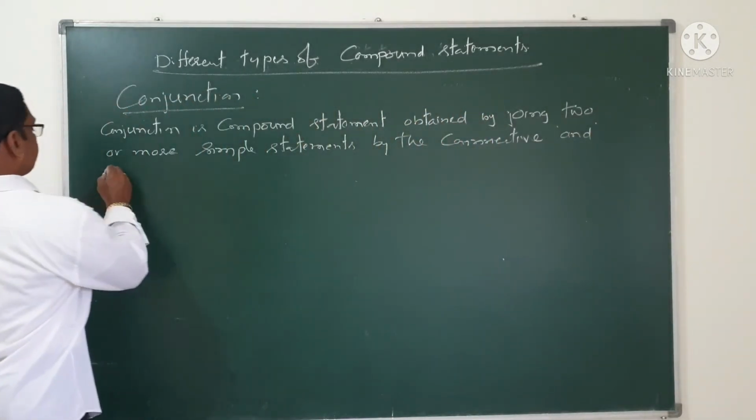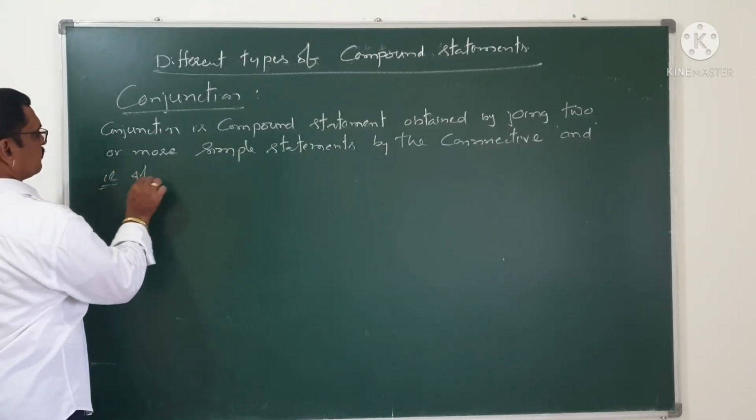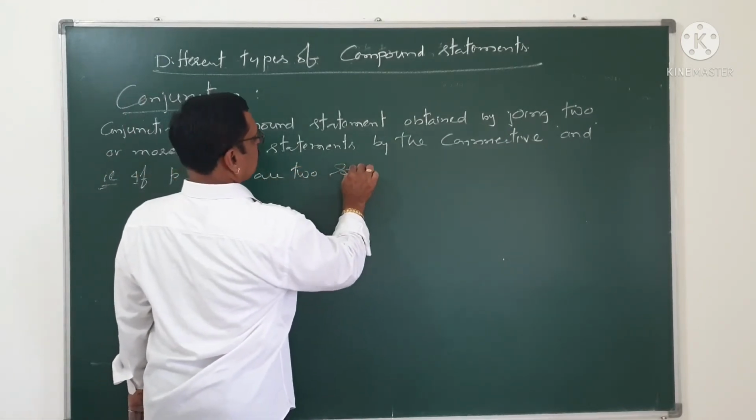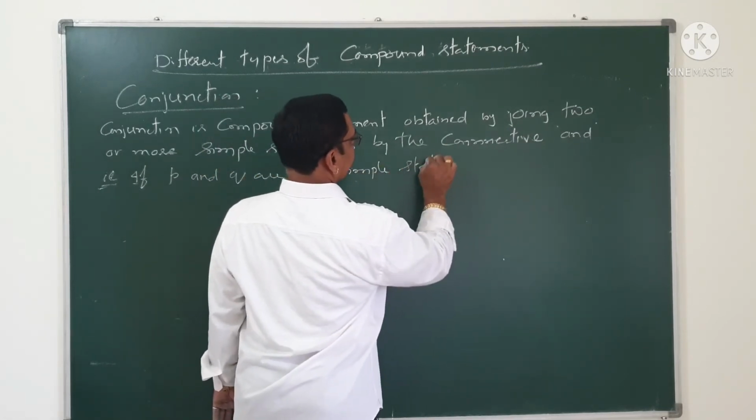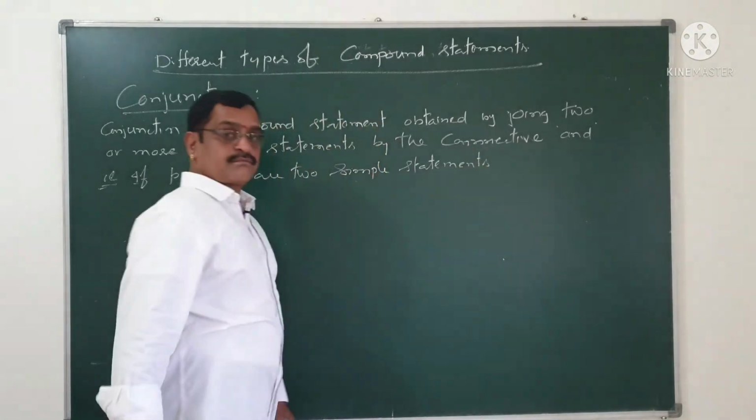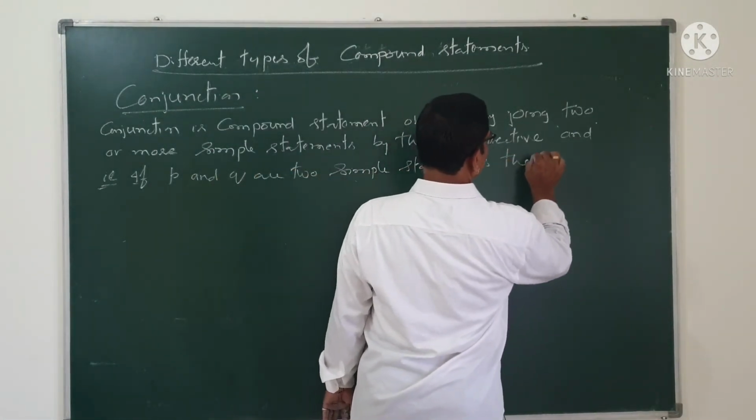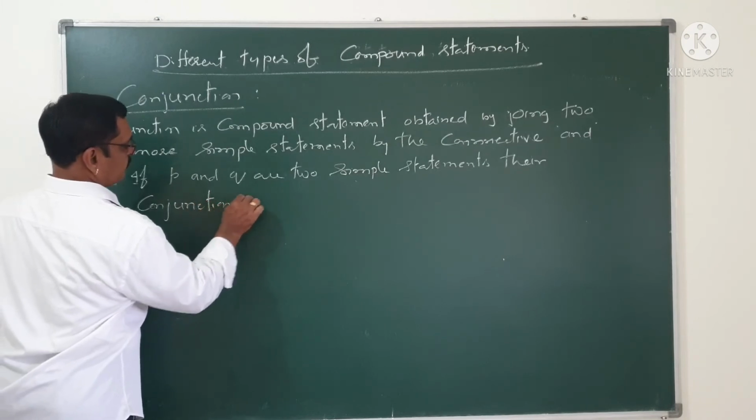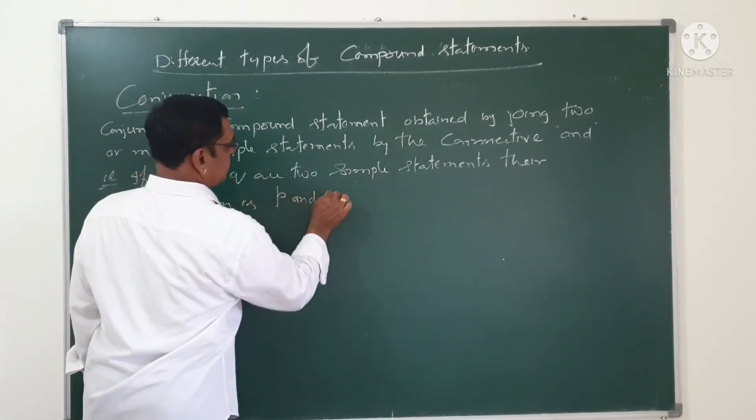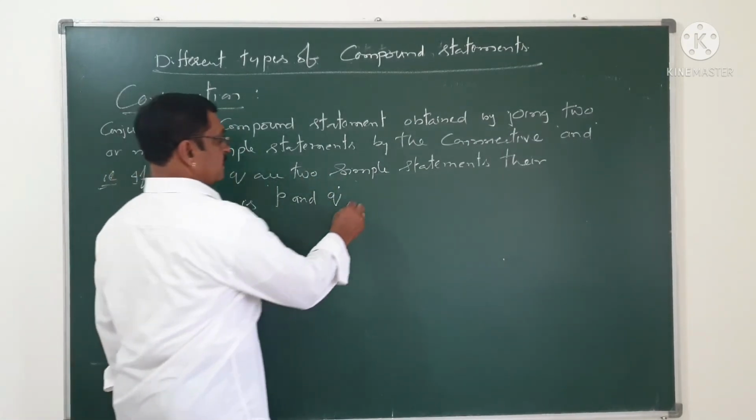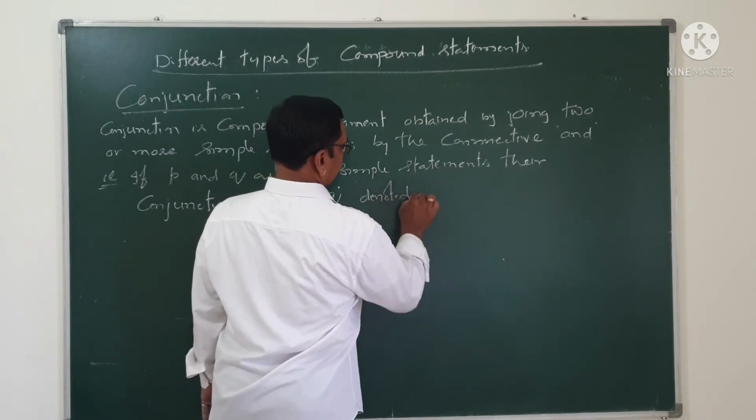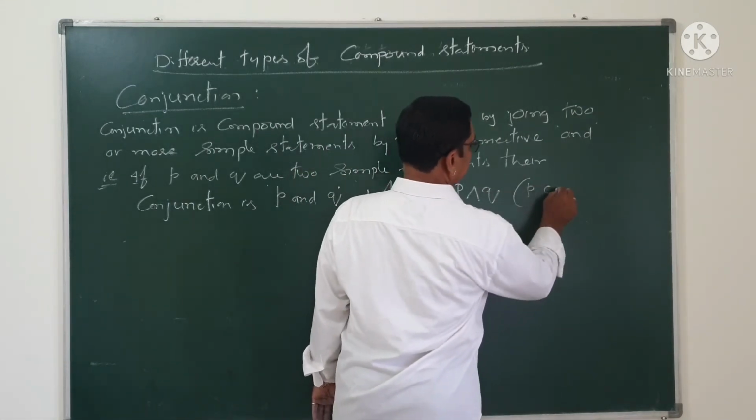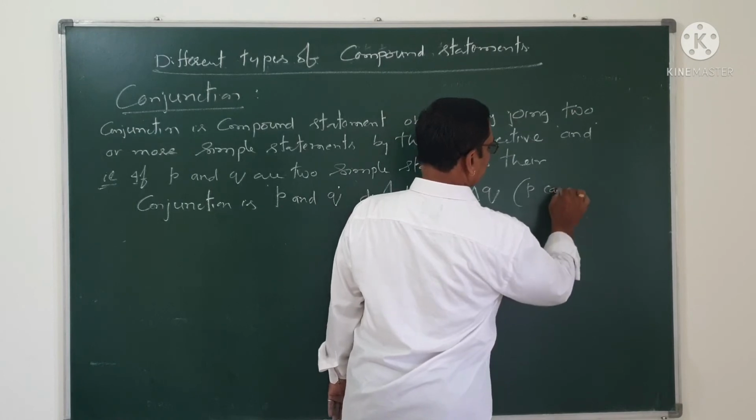That is, if P and Q are two simple statements, their conjunction is P and Q, denoted by P cap Q. P cap Q.